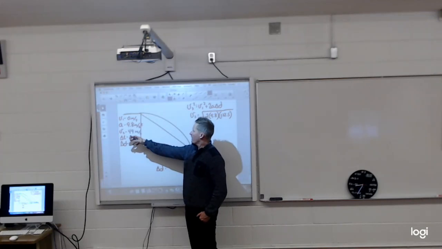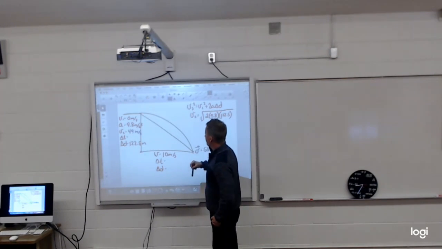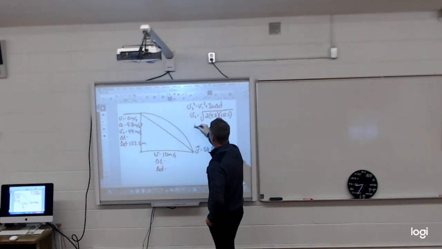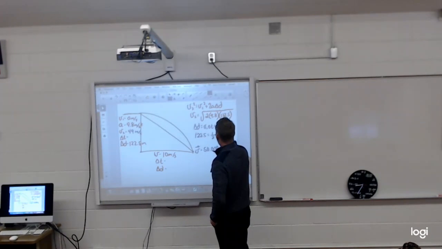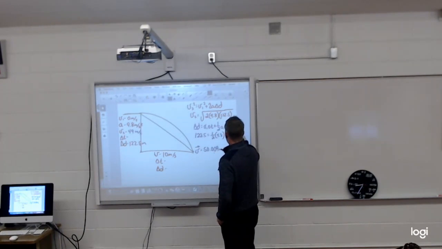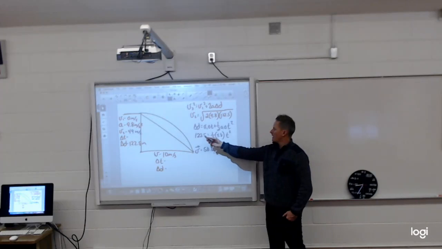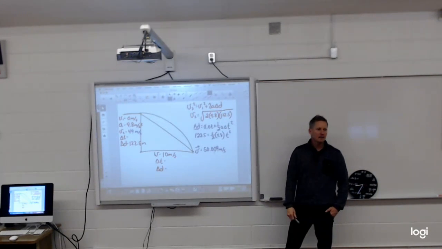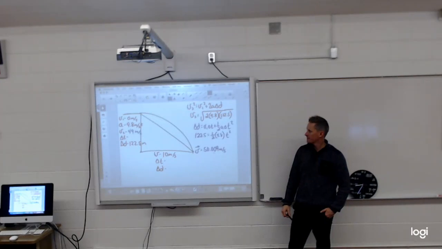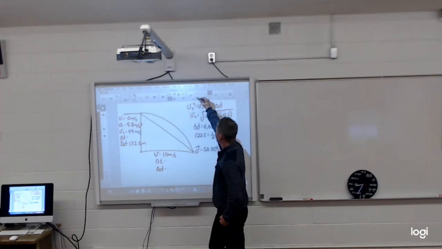This time right here, I've got V1, A, and D, so I need to calculate it. So D is equal to V1 delta T plus 1/2 A delta T squared. So that's 122.5 equals 0 plus 1/2 of 9.8 times T squared. So take 122.5, divide it by 4.9, and take the square root of it. And let's find out the time.